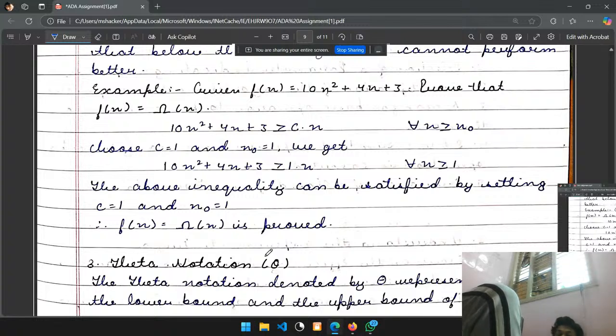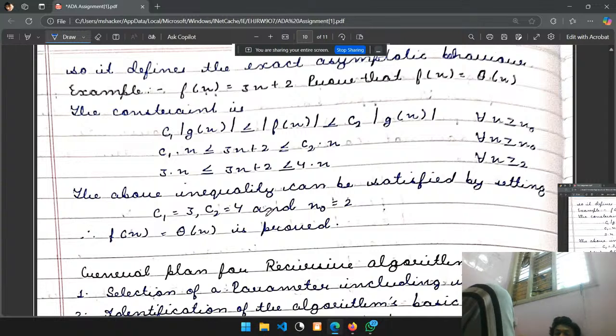So f of x is equal to theta of n. Here, in this one we have to do both things, c1 and c2 come in. c1 g of n, then f of n, then c2 g of n. So c1 g of n is at most f of n, which is at most c2 g of n, so we find this formula.